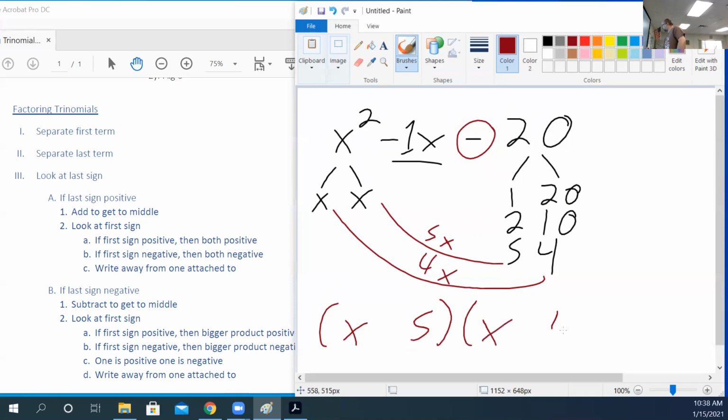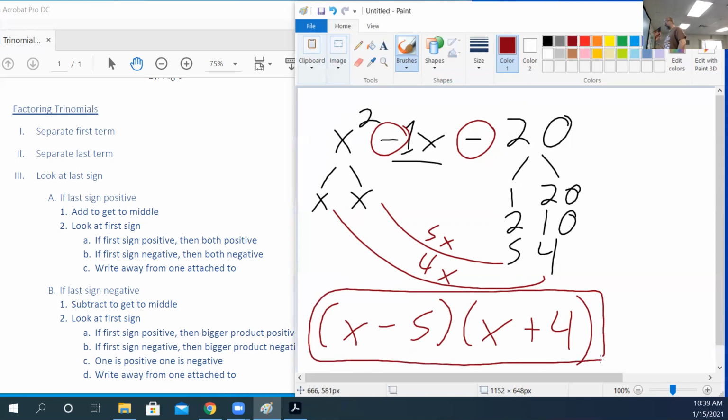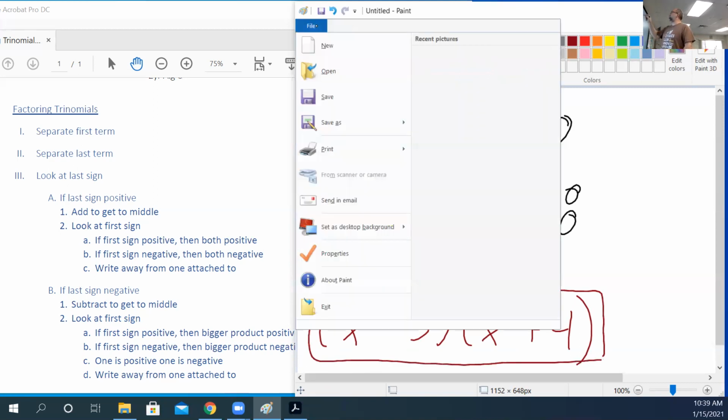x 5, x 4. And under group B, if the first sign is negative, the bigger number is negative, other one positive. Remember, anytime you're in group B, 1 will be negative and 1 will be positive.